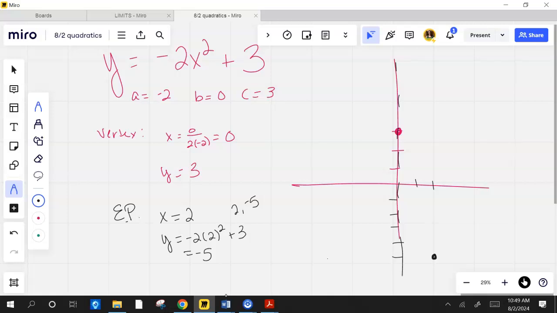All right, so I've got my vertex and I've got an easy point. What do I do now? Because it's all downhill from here. Reflect and connect. Count over 1, 2. Count over that many more. 1, 2. I'm not going to make it a V because it's not a V. It's a smooth connection. Tell me what you think.